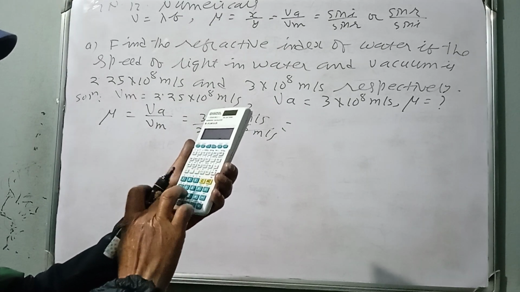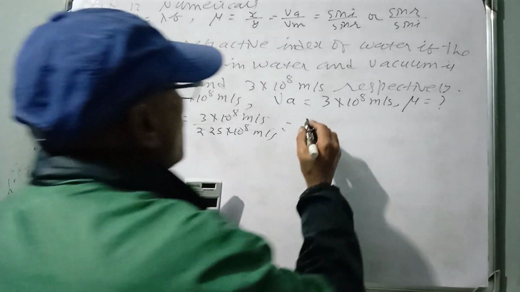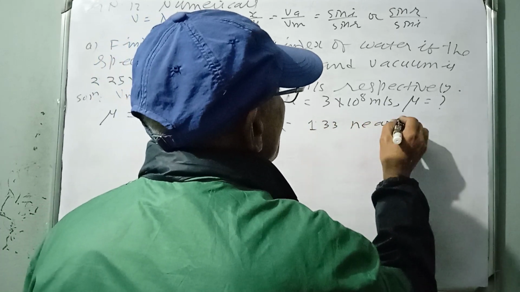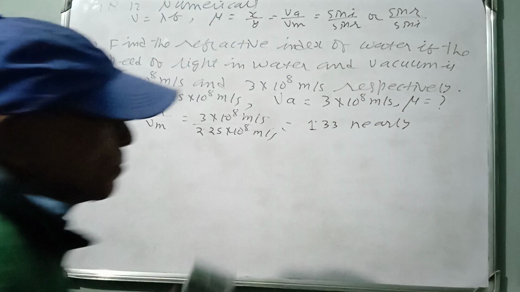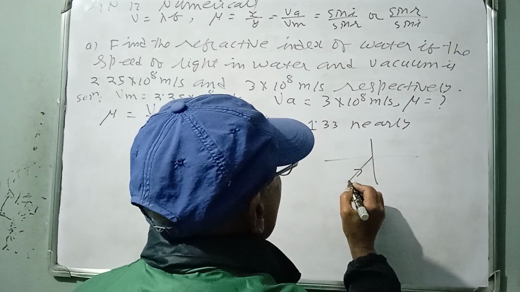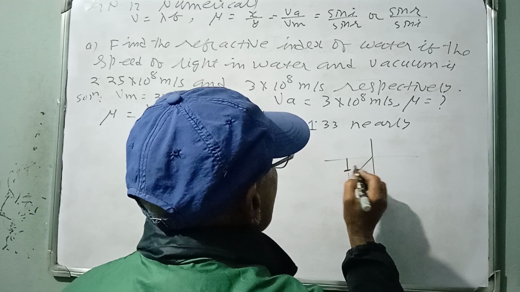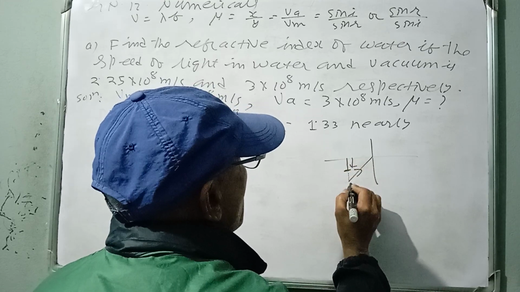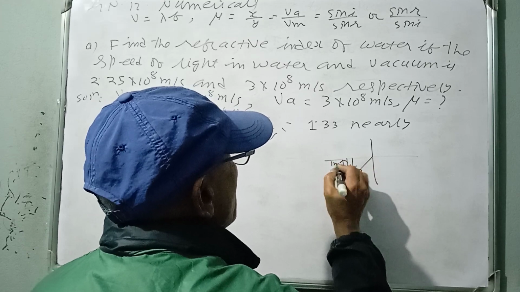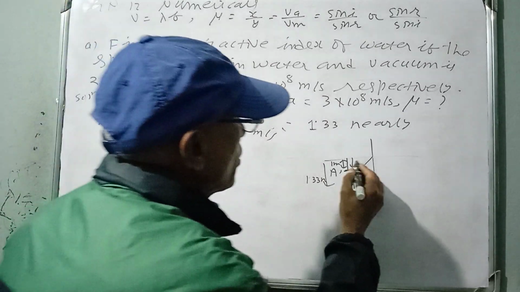3 divided by 2.25, 1.33. 1.33, nearly 1.33. That means if it is 1 meter, it should be 1.33 meter inside water.